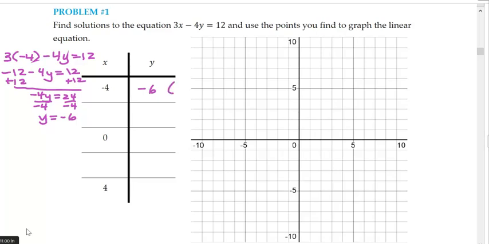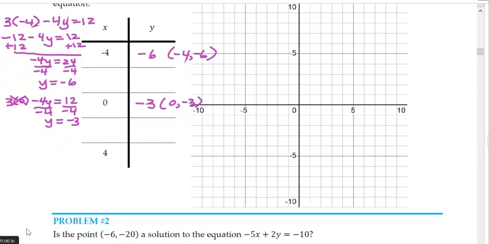So we end up with this point, an ordered pair of -4, -6. All right, if we put 0 in here, this one is a little bit faster to work through. So if we do 3 times 0 minus 4y equals 12, well, 3 times 0 is just 0, so we can get rid of that part, and we just need to divide both sides of the equation by -4. So y equals -3. So we have -3 is our y, and our ordered pair would be 0, -3.